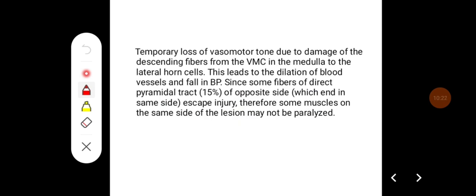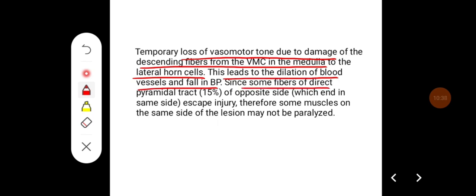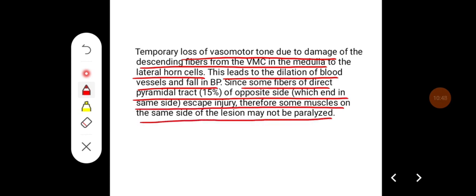There is temporary loss of vasomotor tone due to the damage of the descending fibers from the vasomotor center in the medulla to the lateral horn cells. This leads to dilatation of the blood vessels and fall in blood pressure. Since some fibers of direct pyramidal tracts, that is 15% of the opposite side which end in the same side, escape injury, therefore some muscles on the same side of the lesion may not be paralyzed.